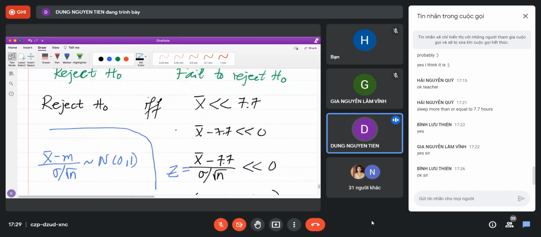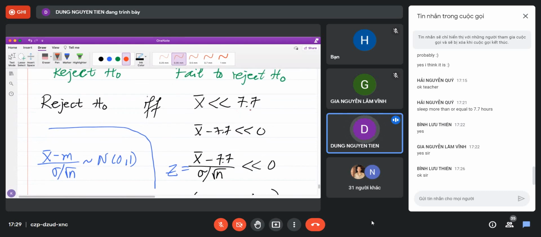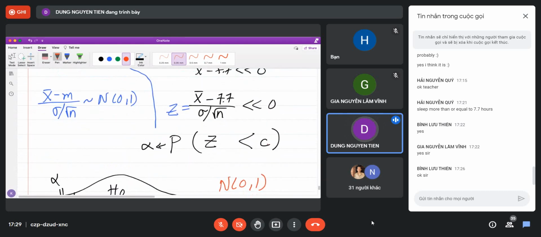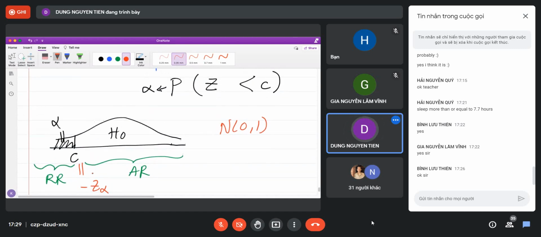Then we reject the hypothesis if X bar is much less than 7.7, or let's say you can find C such that Z is less than C. You compute the probability that Z is less than C, which is the probability that you allow yourself to be wrong, and that is the significance level alpha. If alpha is given, then you can determine the value of C, which is minus Z alpha, right?